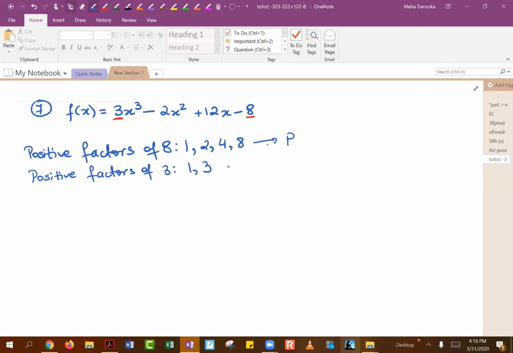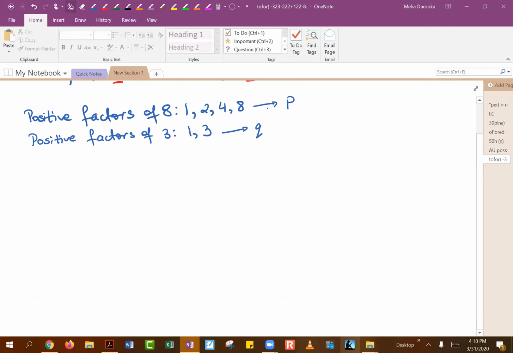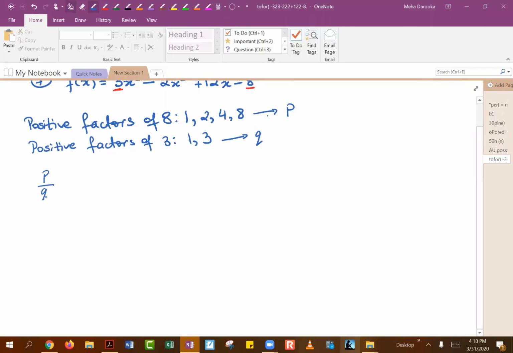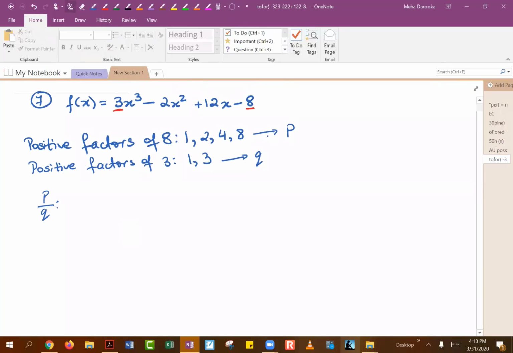So remember, this is our P, this is our Q. So when you're trying to find those rational zeros, we divide P by Q. So I'm going to take each number of my P term, and I'm going to divide it by Q. And since I have two numbers for Q, I'm going to write these guys twice. And then the first ones I'm going to be dividing by 1, which is my Q term here. And then the second one I'm going to be dividing by 3.